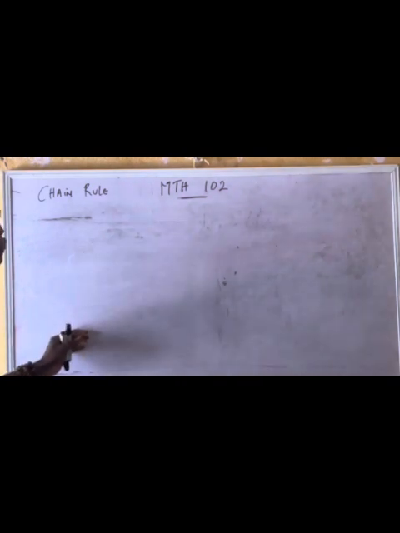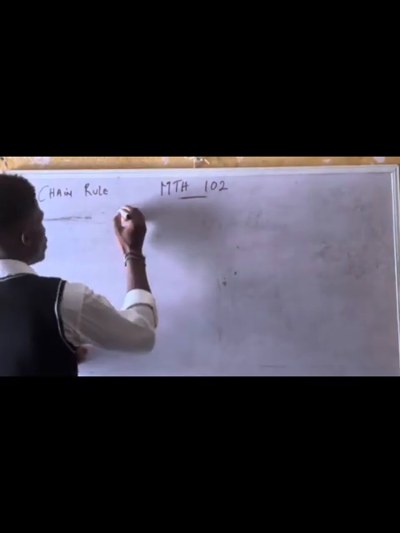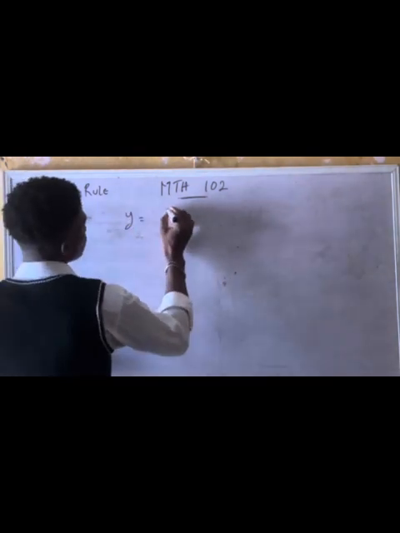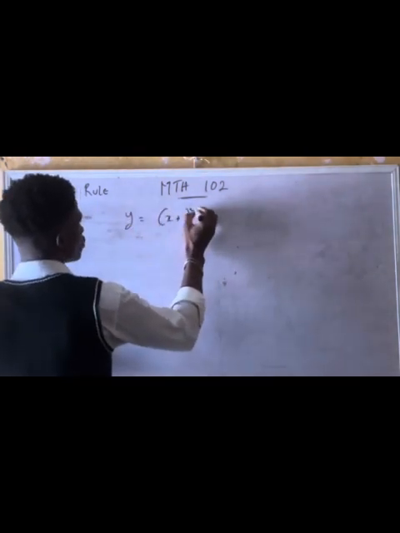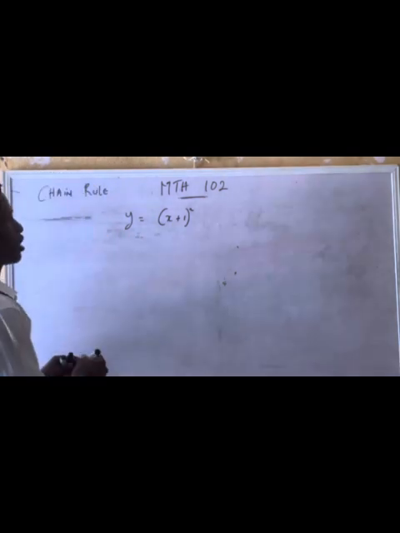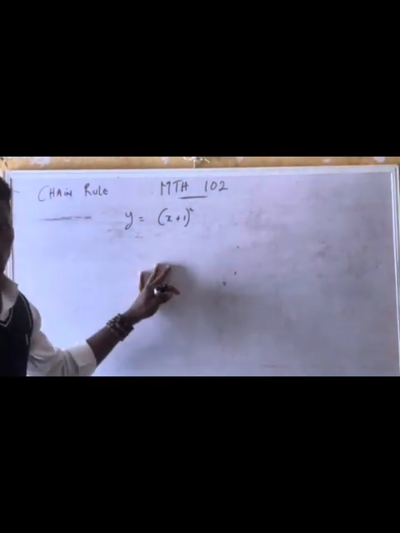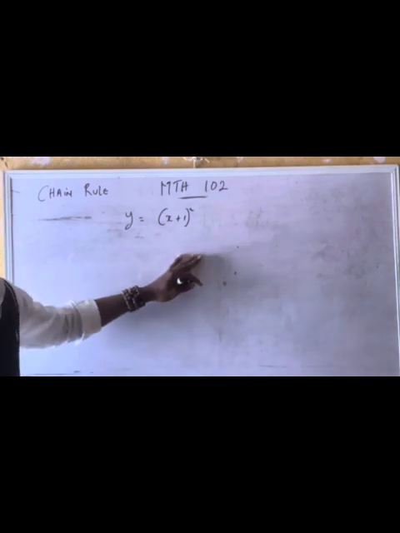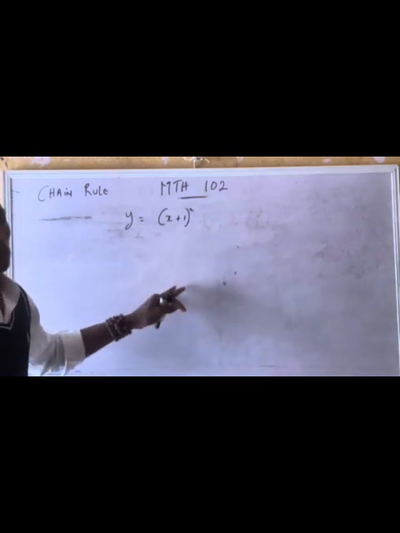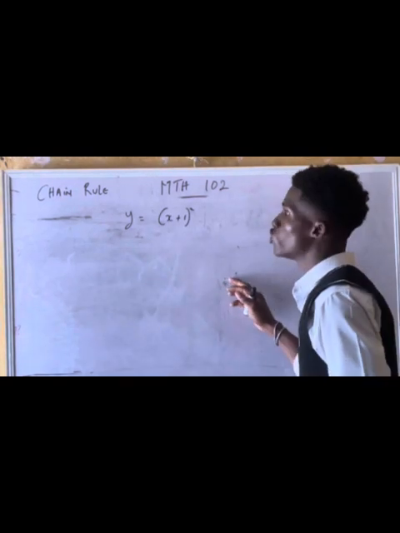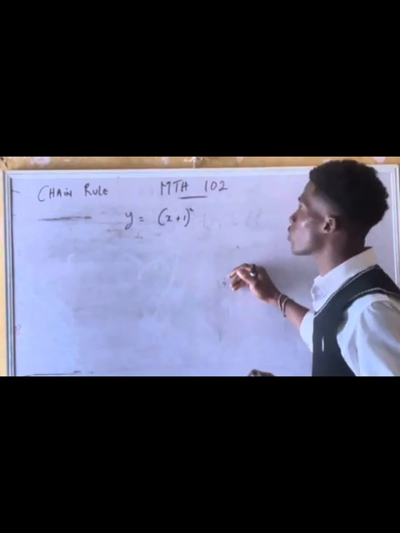Why do we call it function of a function? Let's see. Take for example, we have y is equals to x plus 1 squared. Now, this is a very simple question that you can use any approach to solve. You can use your power rule to solve. You can use your chain rule to solve. And how do you know when to use chain rule to solve a differential problem question?